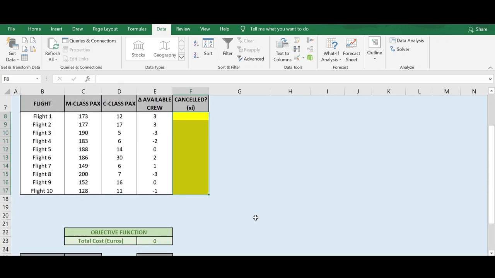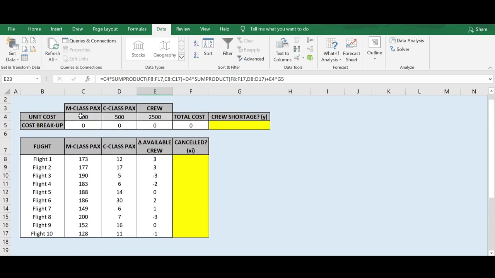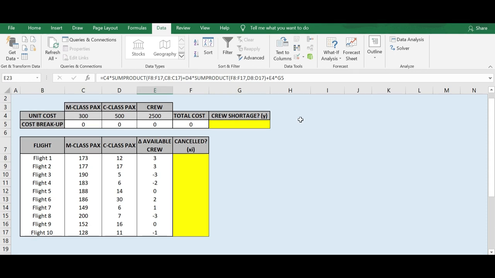What is my objective? My objective is to minimize the total cost of refund to M class, refund to C class, and cost of any crew shortage. So this is what it looks like. The first part is basically C4, being the M class refund, and some product of the total number of passengers per flight and the decision that we take for that flight. Now let's see how to model constraints into our problem.